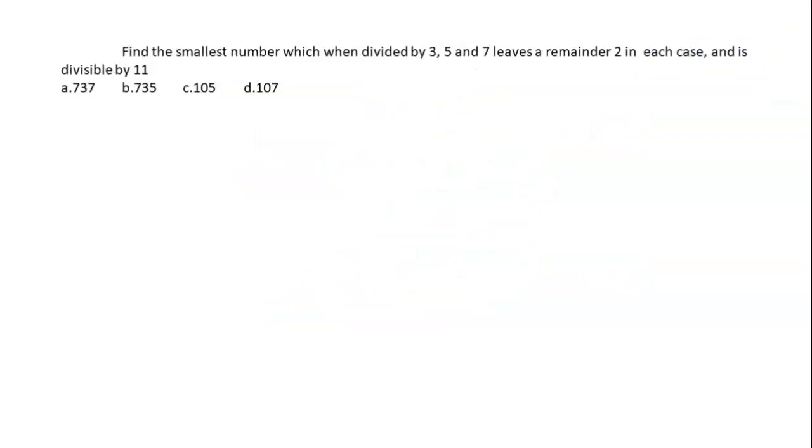Find the smallest number which, when divided by 3, 5, and 7, leaves a remainder of 2 in each case, and is divisible by 11. So the number should be divisible by 11, but when I divide it by 3, 5, and 7, it should give the remainder 2. First, the number should be divisible by 11. This one is not divisible by 11.